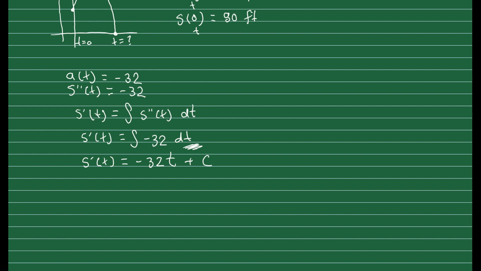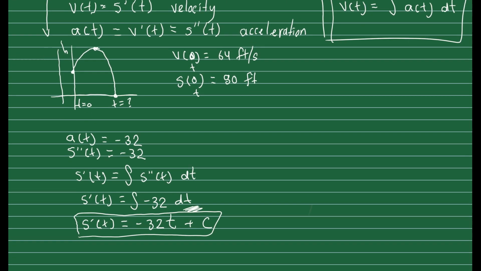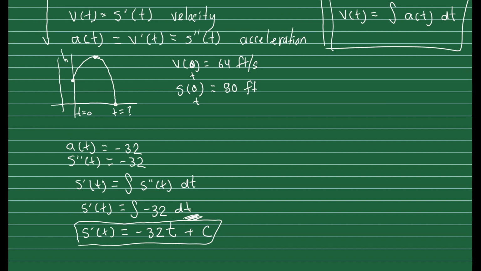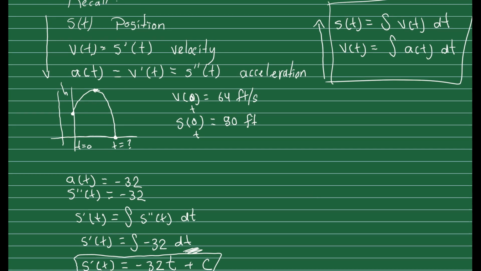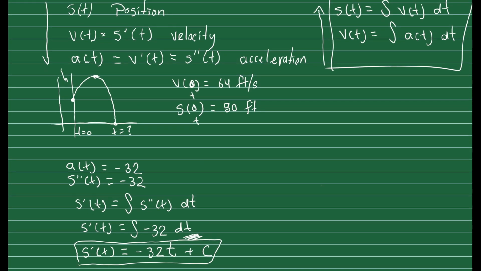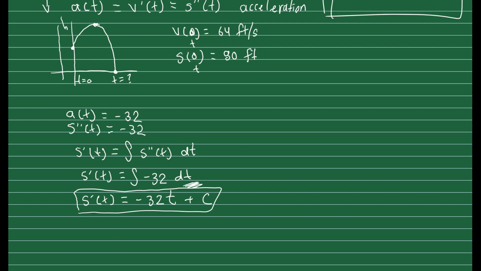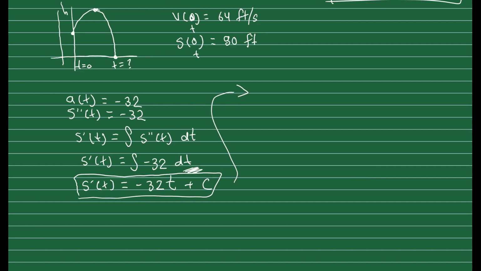Do we know any information for S prime of t? Remember, this is my general solution. I need to start using the particular one. Well, we know that S prime of t is equal to V of t, and they're telling us that V of 0 was equal to 64. So we can actually use that information. So from here we get that V of t is equal to negative 32t plus c.